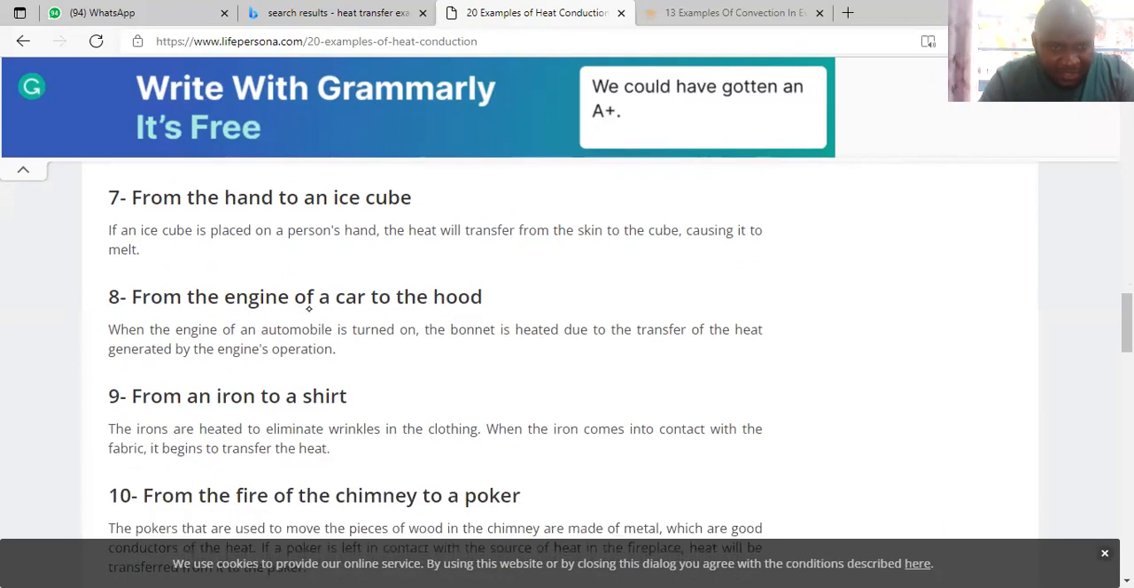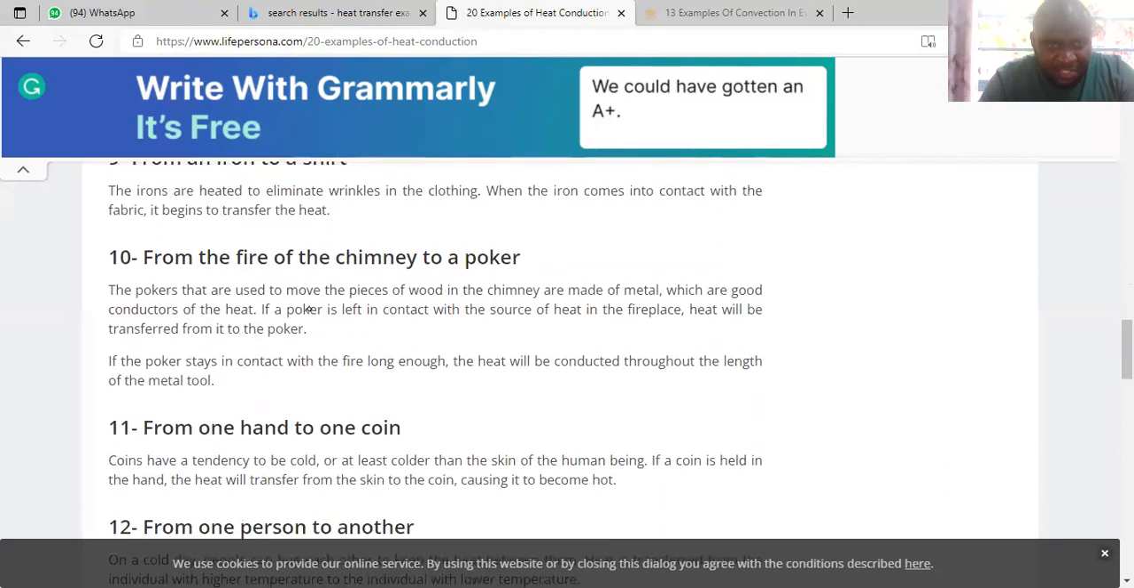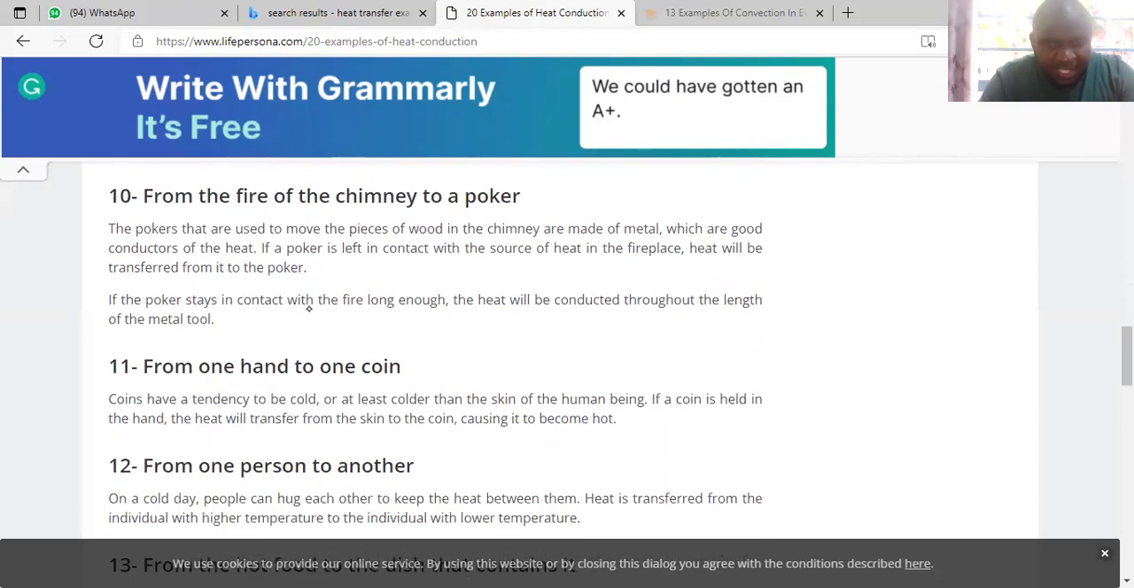Others are from an iron to a shirt, from a fire to a chimney poker, from one hand to a coin. That's why even coins are cold. You touch a coin, it's cold. It's because your hand is losing heat to the coin. So the rate at which that heat is being lost, we have seen that derivation, which predicts all that.